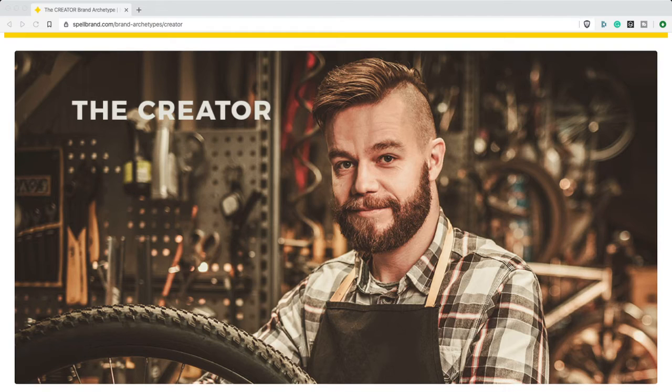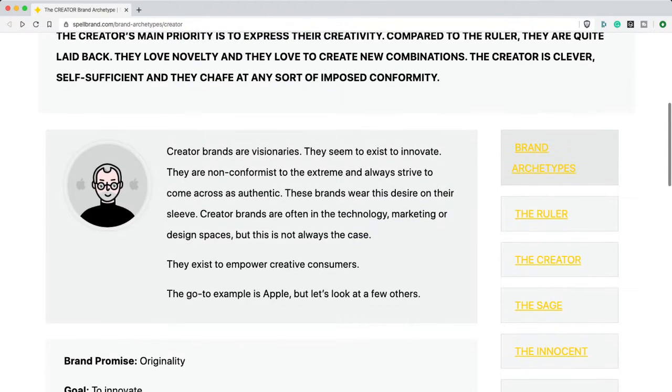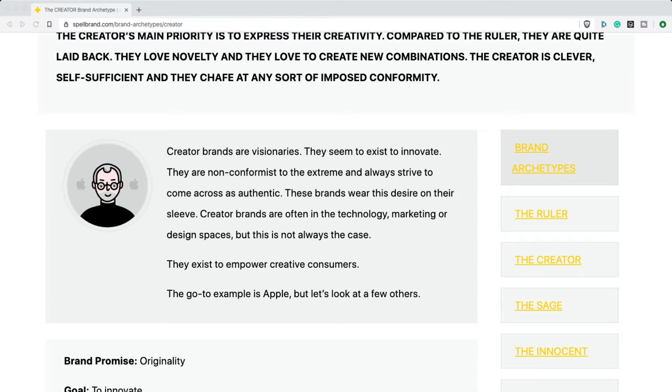Now, if you look at the kind of creator brands, something like Apple comes to mind. It's a cliched example, but there are many others. And in this video, we're going to talk about others and not Apple. Now, creator brands are visionaries, right? They seem to exist to innovate. They're non-conformist to the extreme and always strive to come across as authentic.